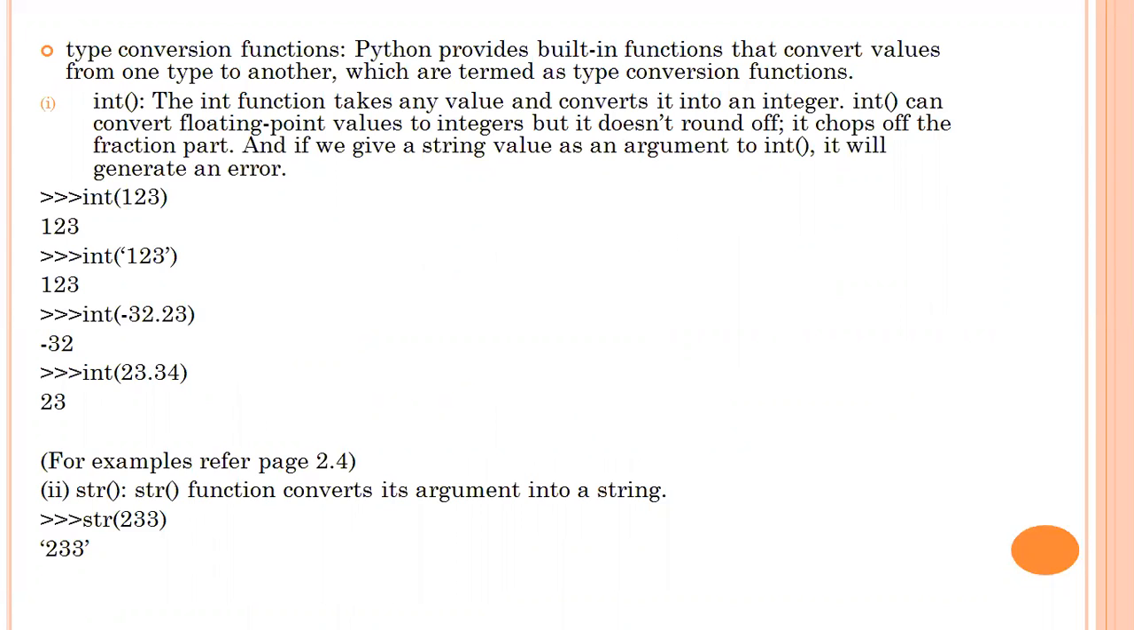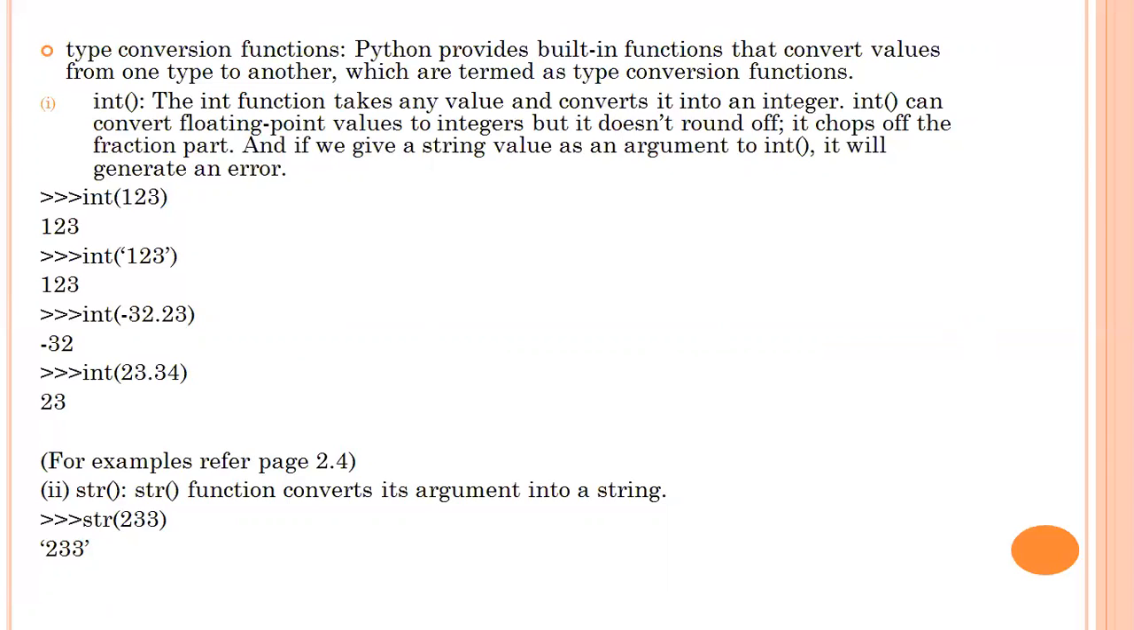And if it is of string type, int('123'), then again it will convert the string to an integer. Now it can also convert float to integer. For example, int(23.34) will return 23. So it will give you the integer portion only.